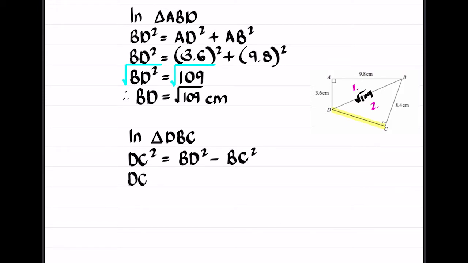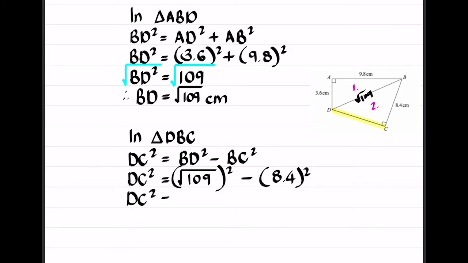So DC squared is equal to BD, which is what we just calculated, of square root 109. But it's substitution, so squared minus BC, and BC is 8.4. And that is also squared. So I know that DC squared is equal to the square root of 109 squared minus 8.4 squared, which gives me 38.44.